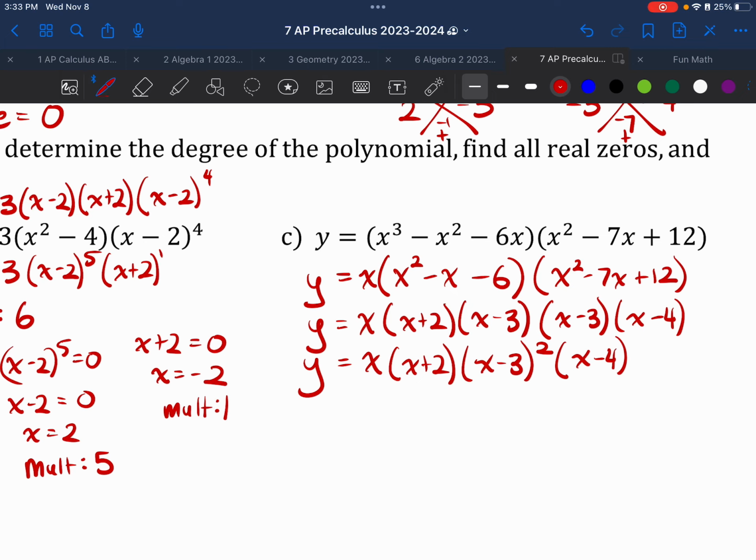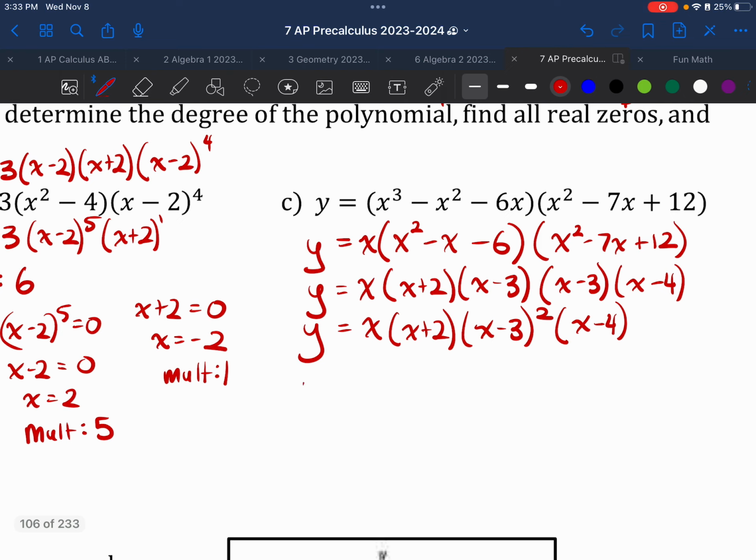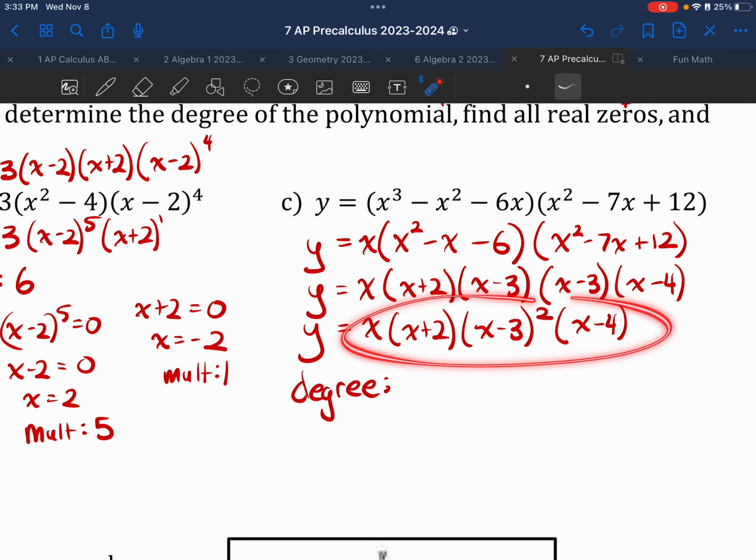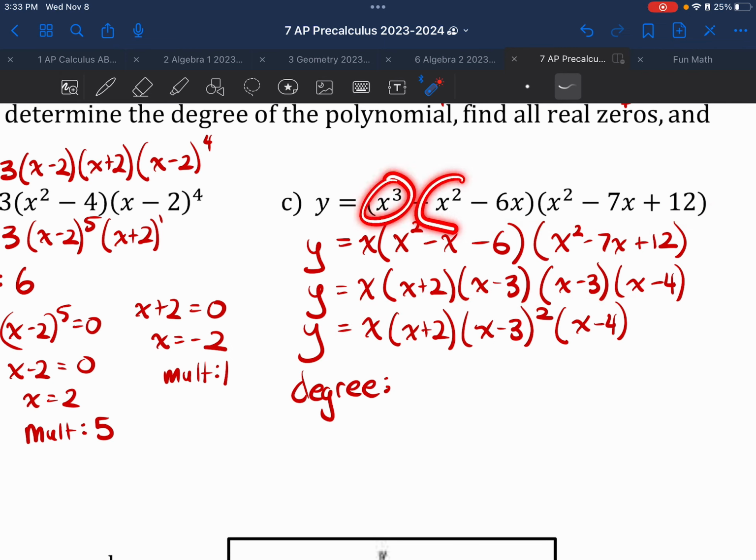Now that we've done all the factoring, we can move on to keep solving. So let's go ahead and find the degree. The degree of this polynomial is best found by actually looking at this term up here instead of this term down here. I have an x to the power of 3. All of these are too small and won't affect us.